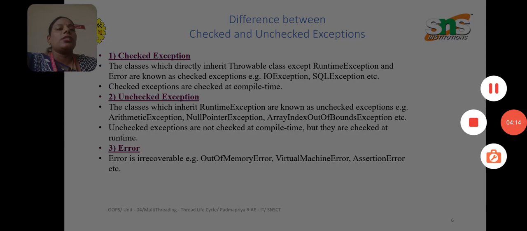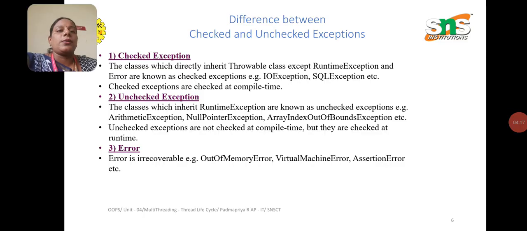Difference between checked and unchecked exception. Checked exception: the classes which directly inherit the Throwable class except RuntimeException and Error are known as checked exceptions. Example: IOException, SQLException, etc. Checked exceptions are checked at compile time. Unchecked exception: the classes which inherit RuntimeException are known as unchecked exceptions. Example: ArithmeticException, NullPointerException, ArrayIndexOutOfBoundsException, etc. Unchecked exceptions are not checked at compile time; they are checked at runtime.